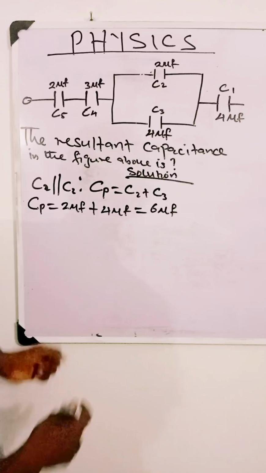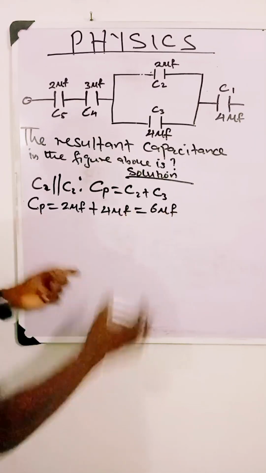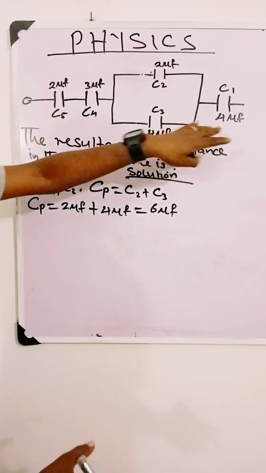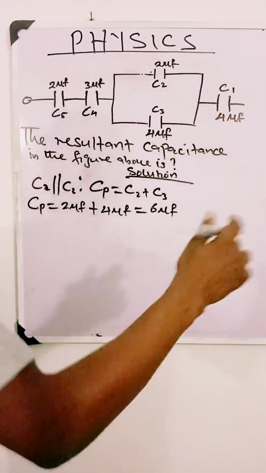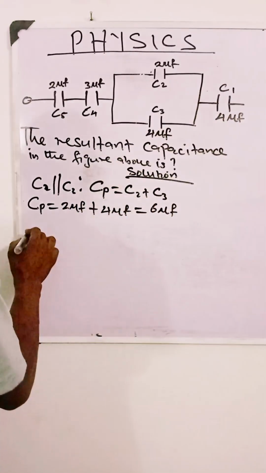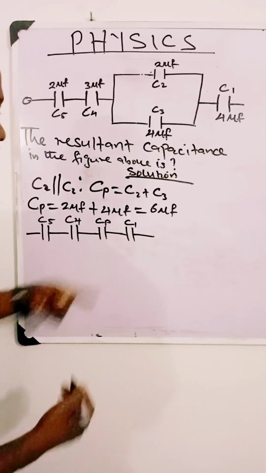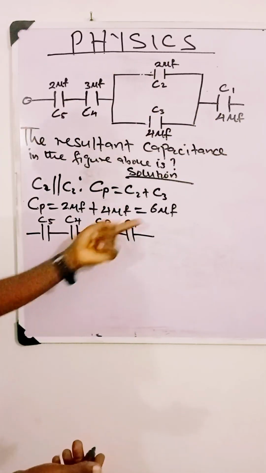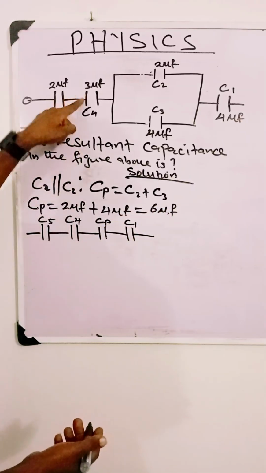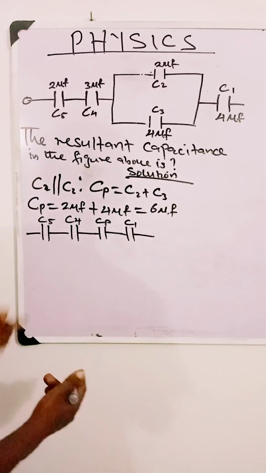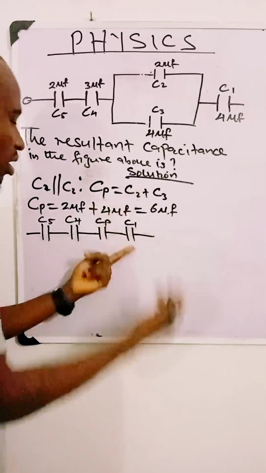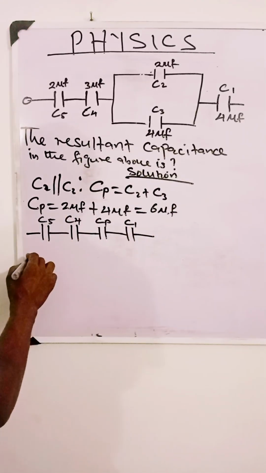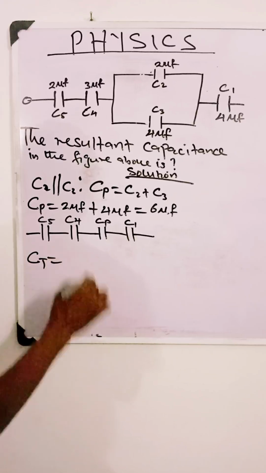Okay, so the next thing is this 6 microfarad, which is my CP, is going to be in series with C5, C4 and C1. Okay, so I'm going to redraw my circuit like this. This is my C1. Everything here is my CP, which I've calculated. Then my C4 and my C5. So they are now in series. So to find the resultant capacitance, which is the same thing as C total.